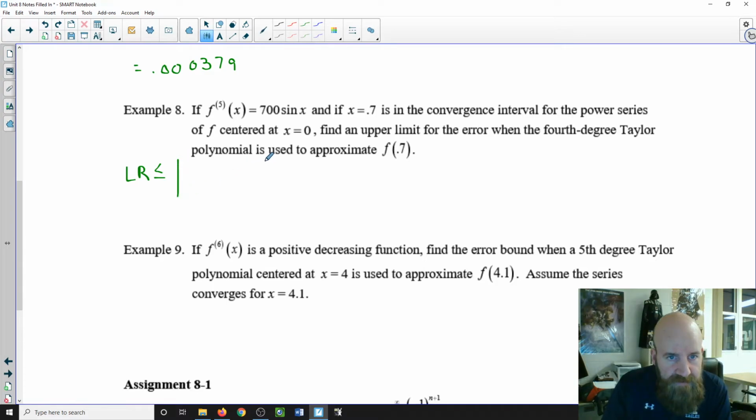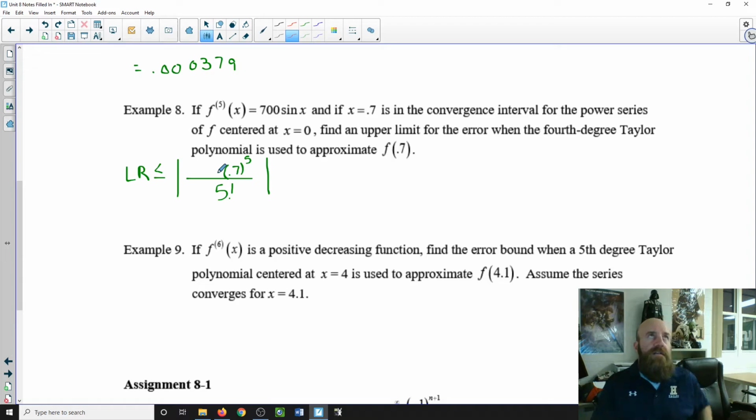Remember, absolute value. We're going to the next term. So we were dealing with the 4th degree. Now we go to the 5th degree. We're centering at 0 and evaluating at 0.7. So we have 0.7 to the 5th power over 5 factorial. And now we have to calculate this maximum.